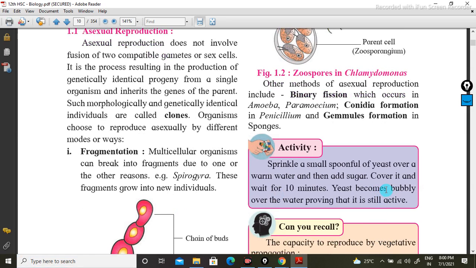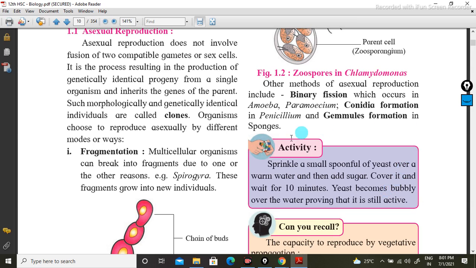Whatever progeny is formed after asexual reproduction is called a clone because it is exactly morphologically and genetically similar to the parent cell or parent plant, whatever it is. Okay? So these are called clones, and the process can be called the process of cloning, right?